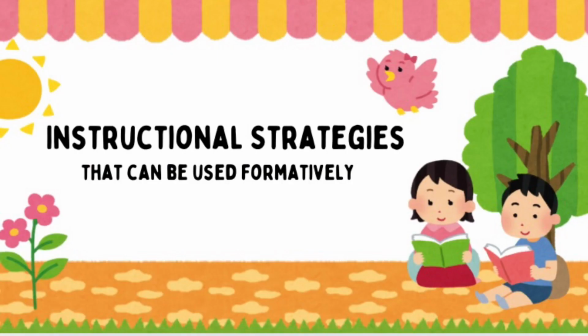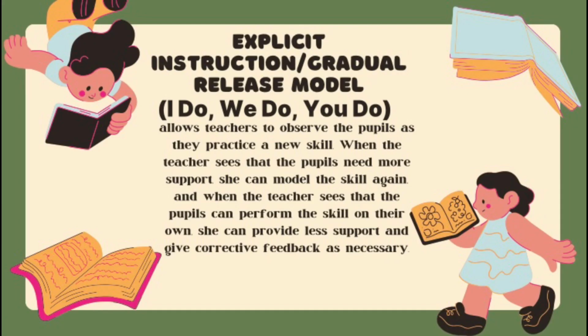So we have here instructional strategies that can be used formatively. Now, let's proceed to explicit instruction gradual release model, which is ang I do, we do, and you do. According to our module, explicit instruction gradual release model, which is I do, we do, you do, is a teaching approach where the teacher starts by showing how to do a skill, which is yung I do.